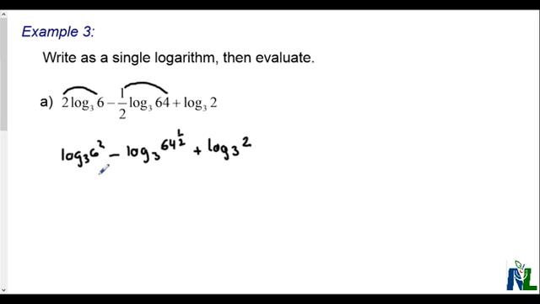Now I know what 6 squared is, so I'm going to do that. I'll say log base 3 of 36. I also know that the 1/2 is the same as the square root. I'm going to say log base 3 of the square root of 64, which is 8. To that I'm going to add log base 3 of 2.